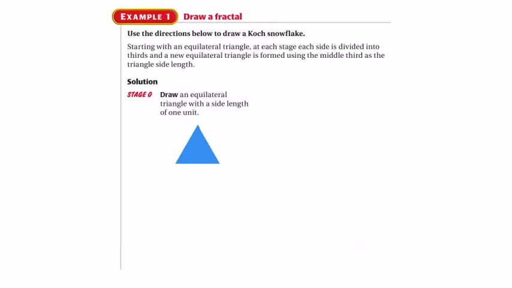Alright, so here in example 1, this is Koch's snowflake. You start by drawing an equilateral triangle, and at every stage, each side is divided into thirds. So here I could divide each side into thirds, and then in the middle third there is going to be a triangle drawn on each. Alright, so the next one, it ends up looking like the Star of David.